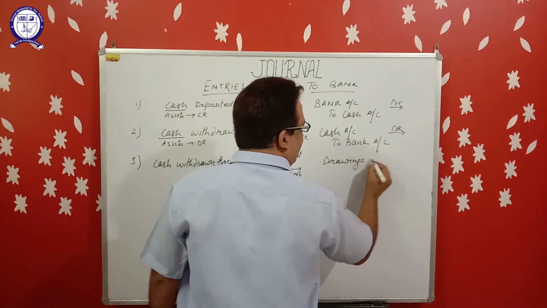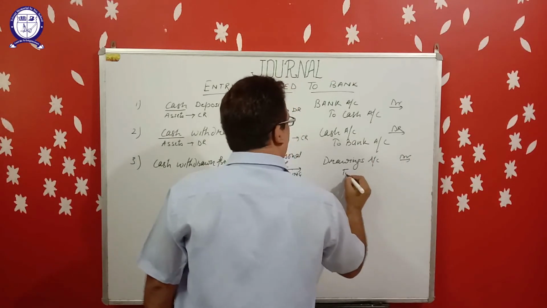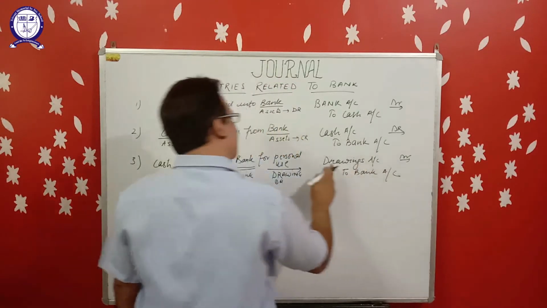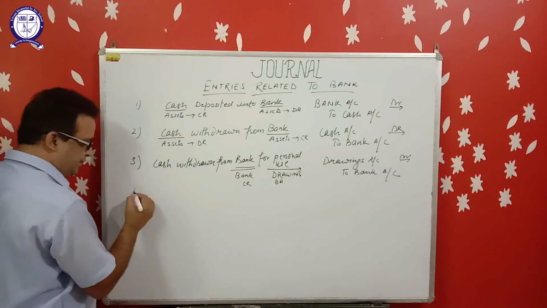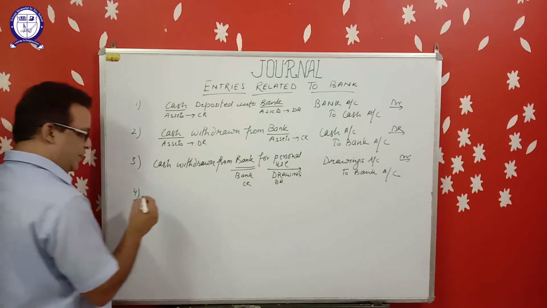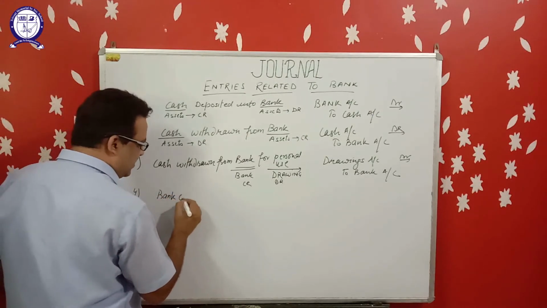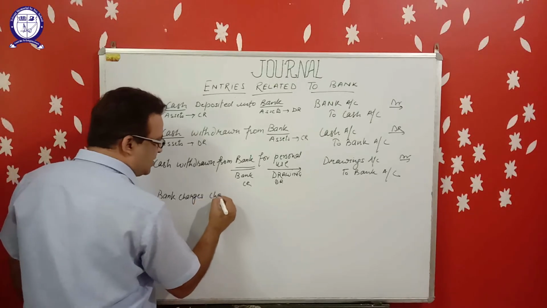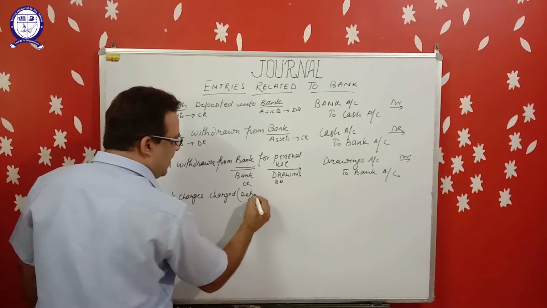The journal entry will be drawings account debit to bank account. Drawings account debit to bank account. Next, bank charges charged or debited by the bank.